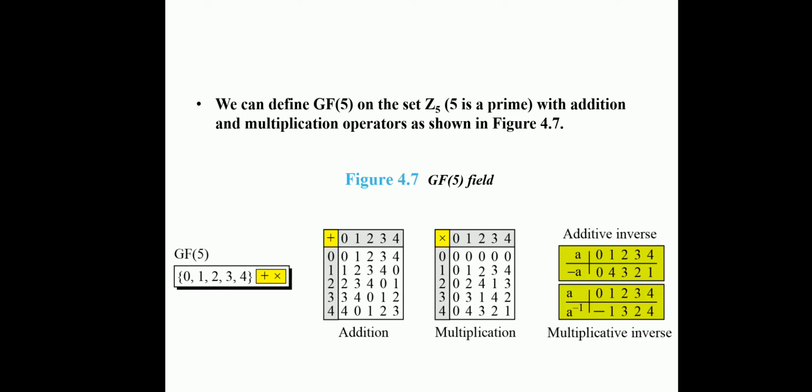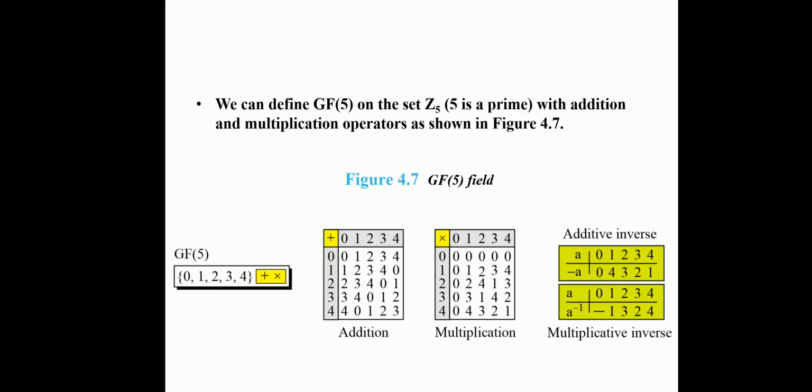And next row, 1 plus 0, the remainder is 1. 1 plus 1, the remainder is 2. 1 plus 2, the remainder is 3. 1 plus 3, the remainder is 4. But for 1 plus 4, the result is 5, and 5 by 5 gives a quotient of 1, but the remainder is 0. So we can see in that table, if you add 1 and 4, the remainder is 0. You only concentrate on the remainder.